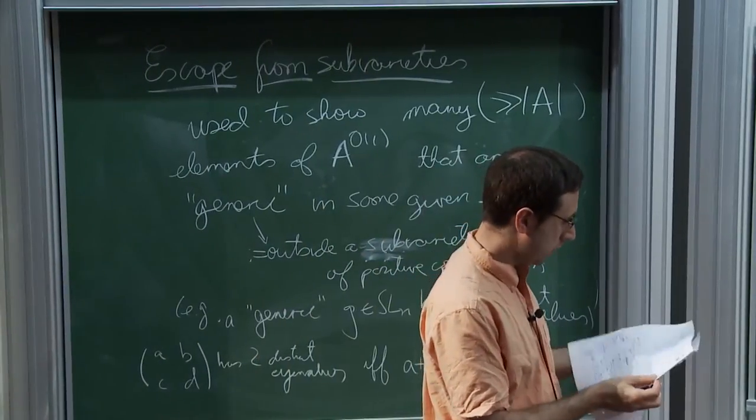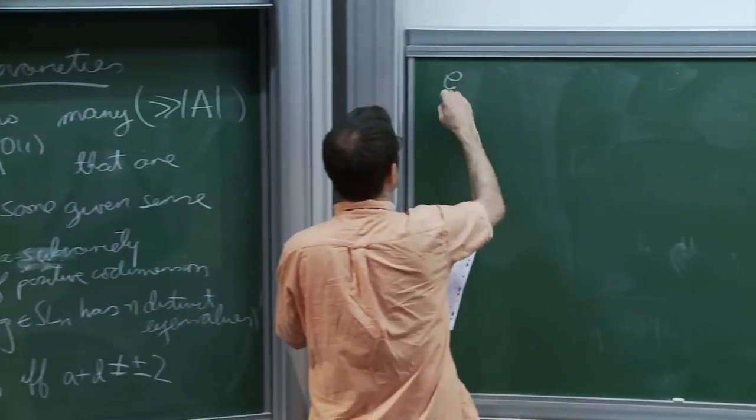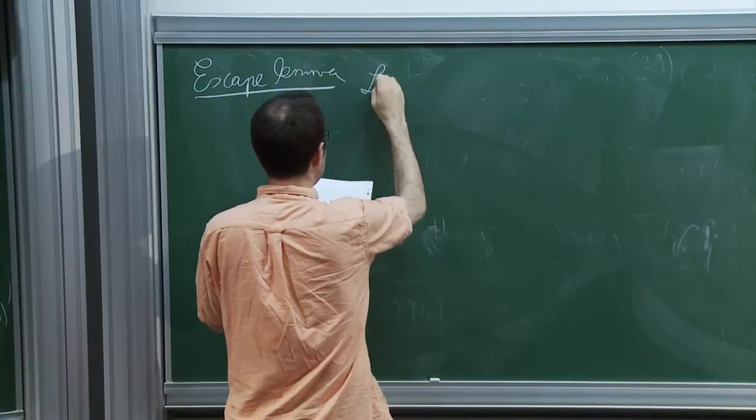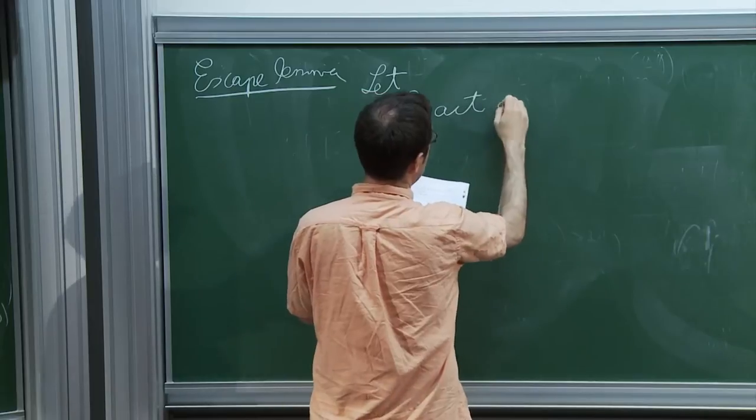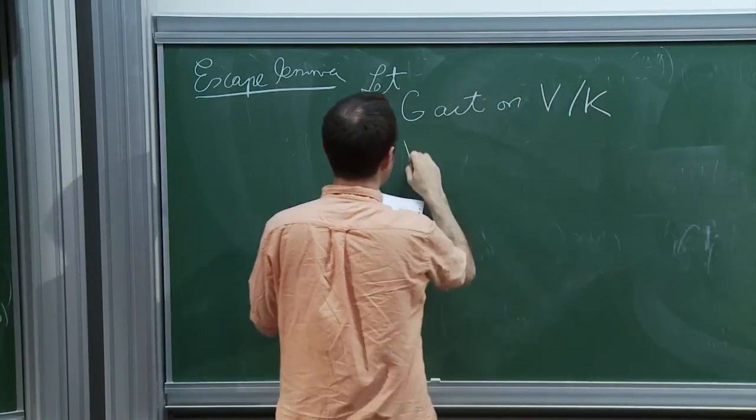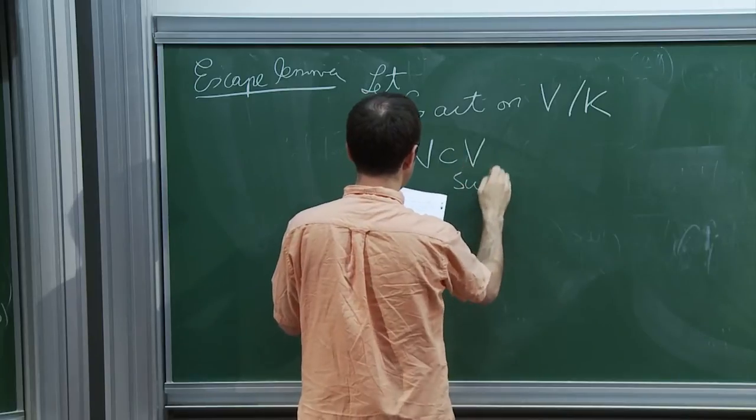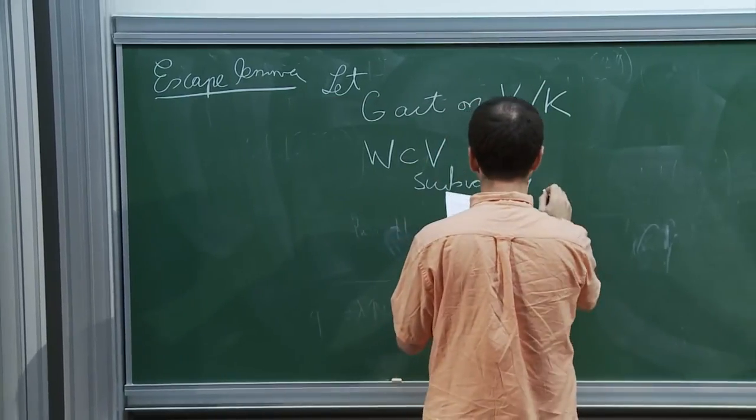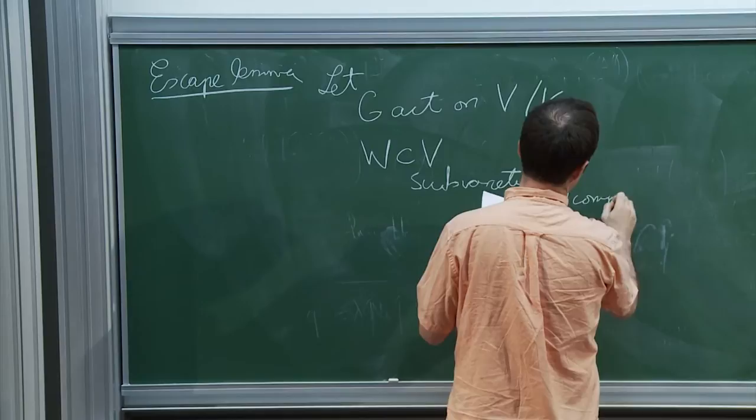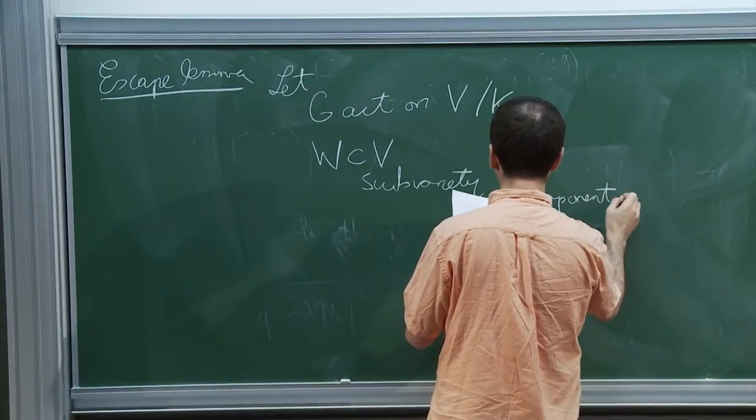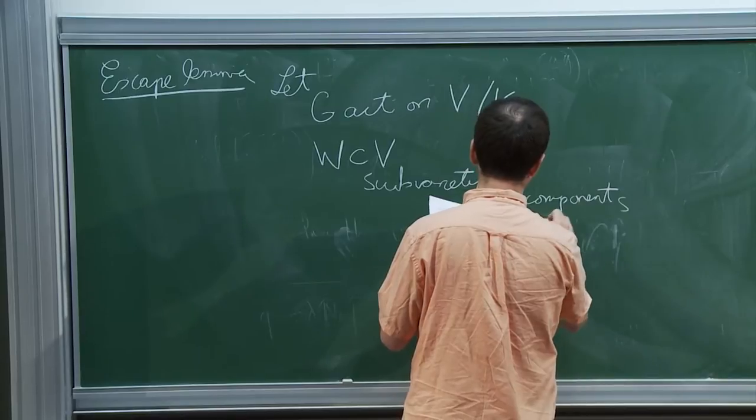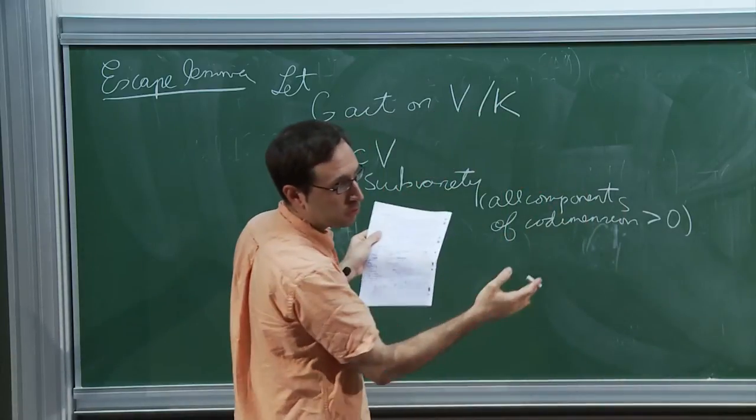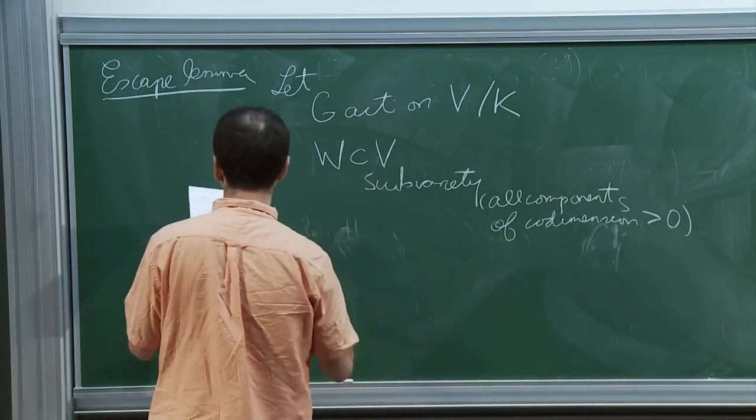All right, and how do you do that? Well, here's the escape lemma. Let G act on a vector space V over K. Let W be a proper subvariety in V of K. Since a vector space is irreducible, this means all components are of positive codimension. That is, the dimension of each component is lower than the dimension of the entire space. Otherwise, W would be all of V.